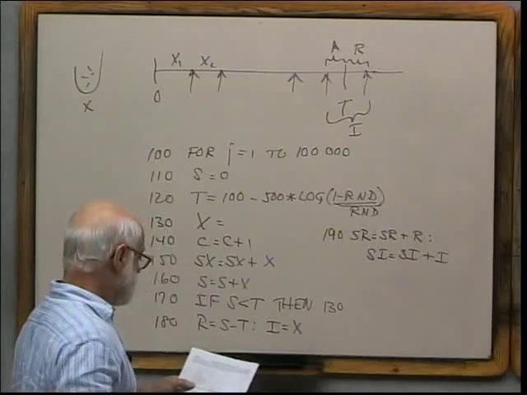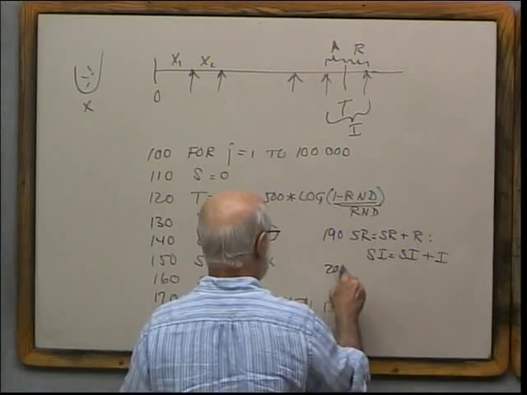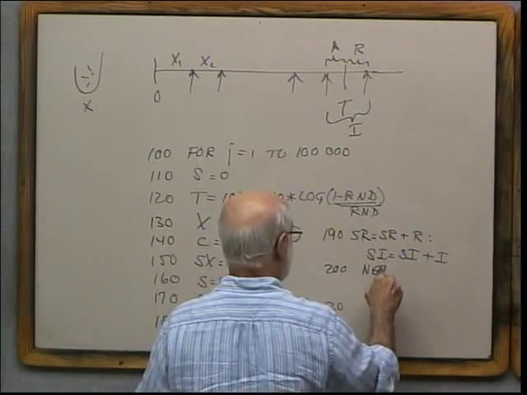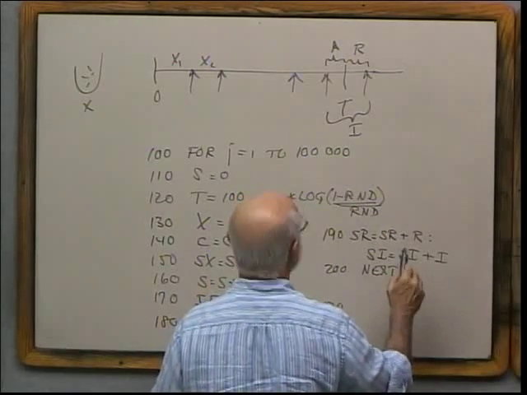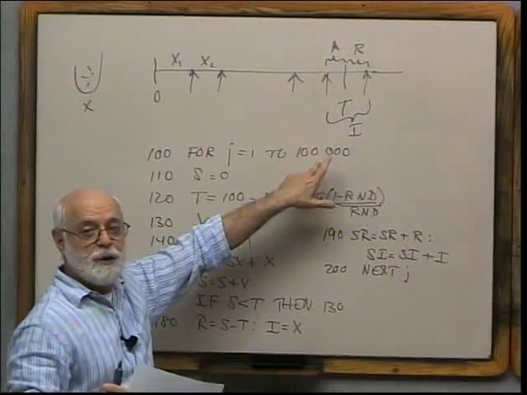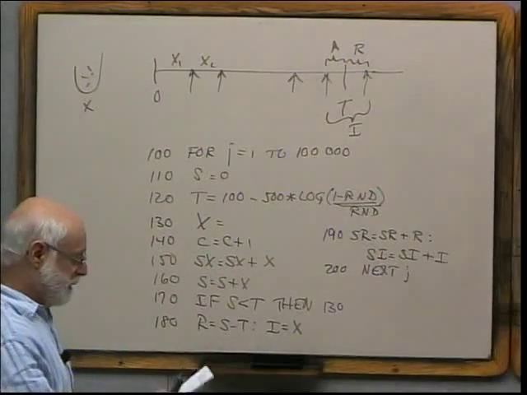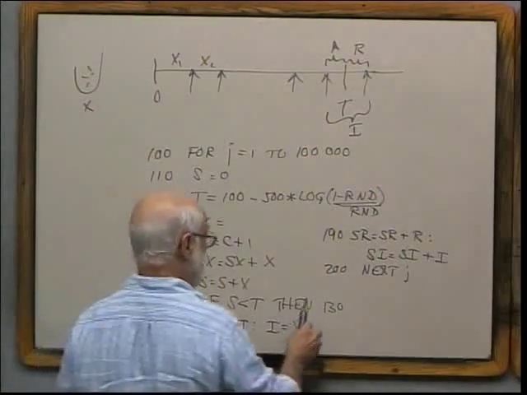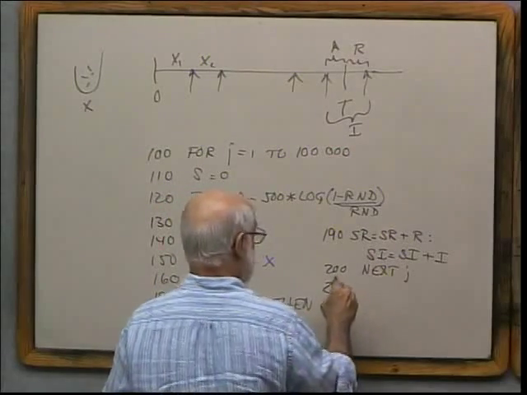200, next j. So I'm going to go through this loop j times, which in this representation is 100,000 times. But you could do it more. In fact, I'd like you to do it more. And then statement number 210, I'm going to print my answers. So I'm going to print.